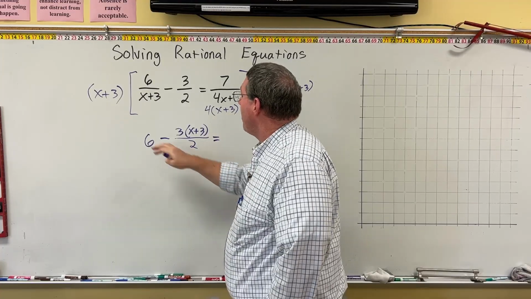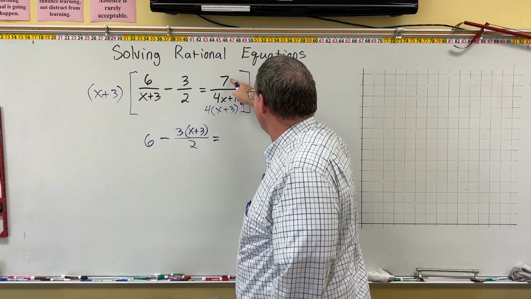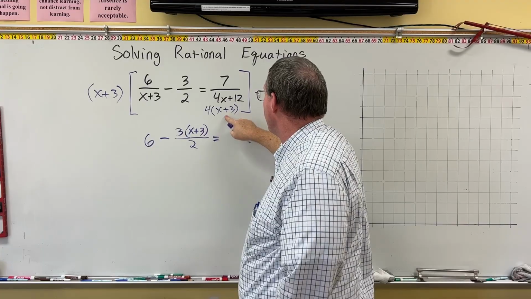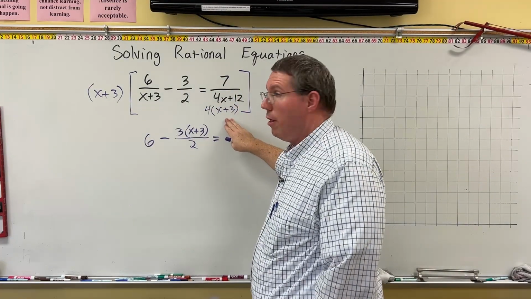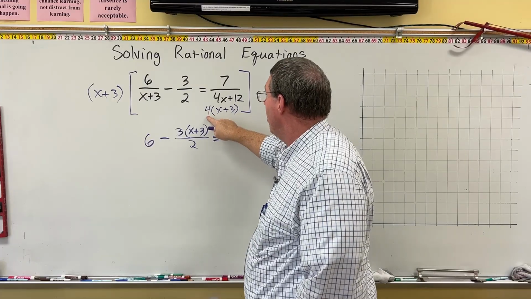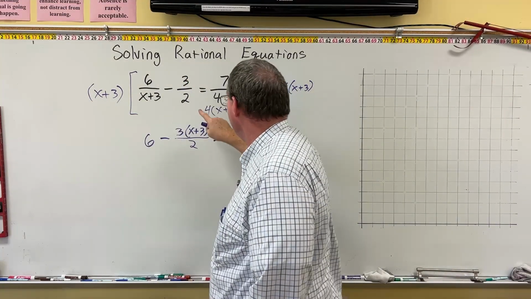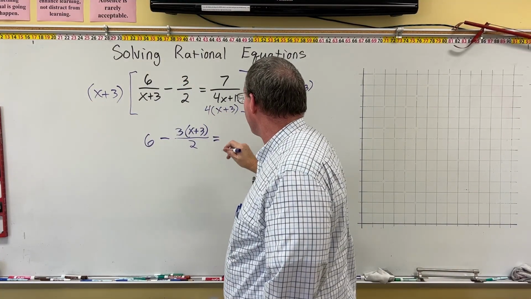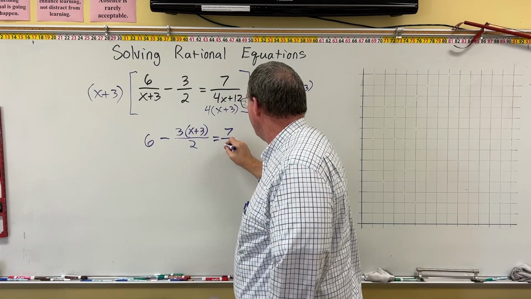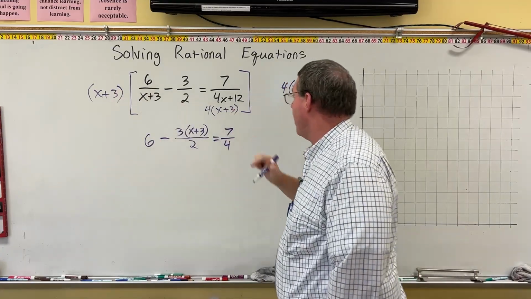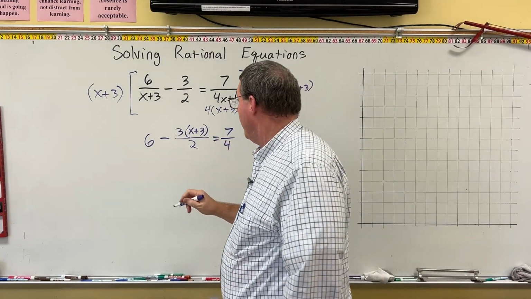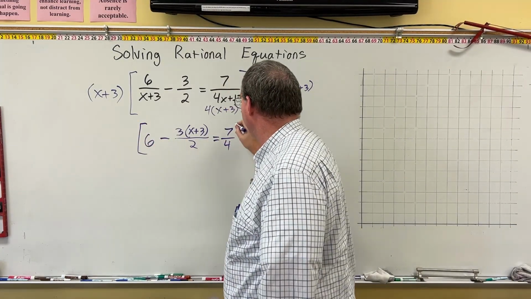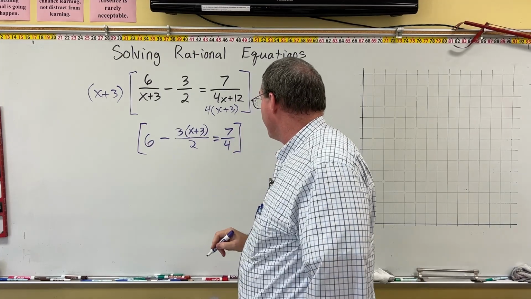Equals. Now when I multiply x plus 3 times 7 over 4 times x plus 3, there is an x plus 3 in the denominator, so those can cancel. But the 4 will not cancel because the 4 is not over here. So we'll leave the 4 and get rid of the x plus 3. So we keep the 7, keep the 4, cancel the x plus 3. It's already looking a lot easier, isn't it? Now it's very similar to the one we did a few minutes ago.